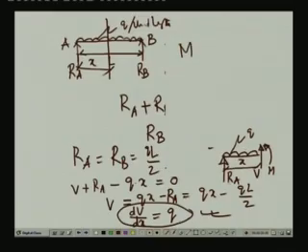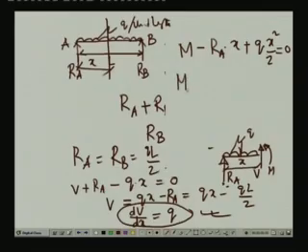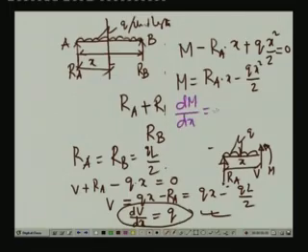Now, the moment contribution of RA, which is in a clockwise direction, is minus RA times x, and the moment contribution of this downward load, in an anticlockwise direction, which is positive, is Q times x square by 2. So, this is equals to 0. So, this gives us M as equals to RA into x minus Q x square by 2. Now, if we take the derivative of this, then dM dx is equals to RA minus Qx.